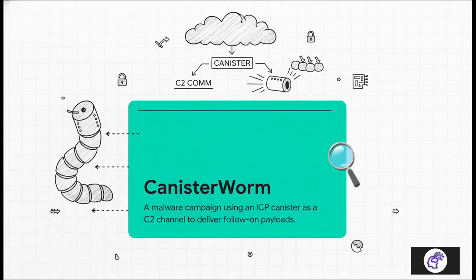We're calling it CanisterWorm because of its most interesting feature. It uses an Internet Computer Protocol, or ICP canister, for its command and control. Think of an ICP canister as a smart contract living on the Internet Computer blockchain. Using this for C2 is frankly a pretty novel technique, and it gives the attacker a ton of flexibility.